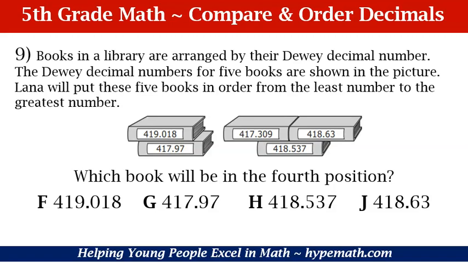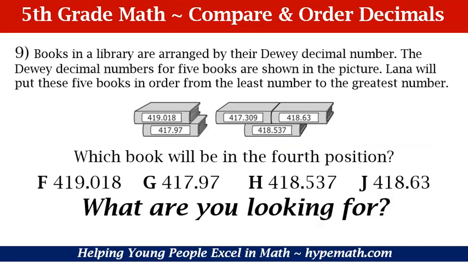Okay, so our answer choices are F, 419.018, G, 417.97, H, 418.537, and J, 418.63. What are we looking for?